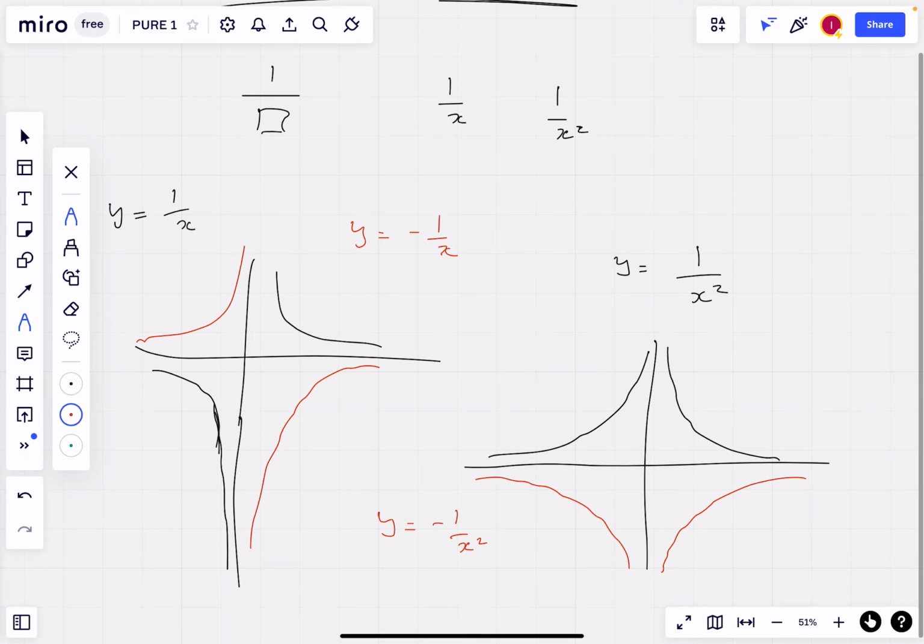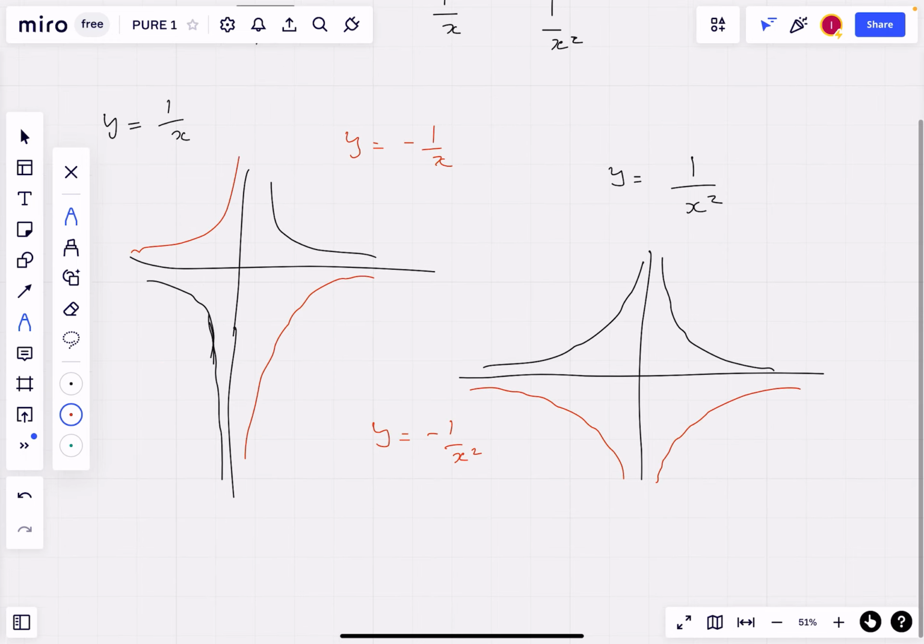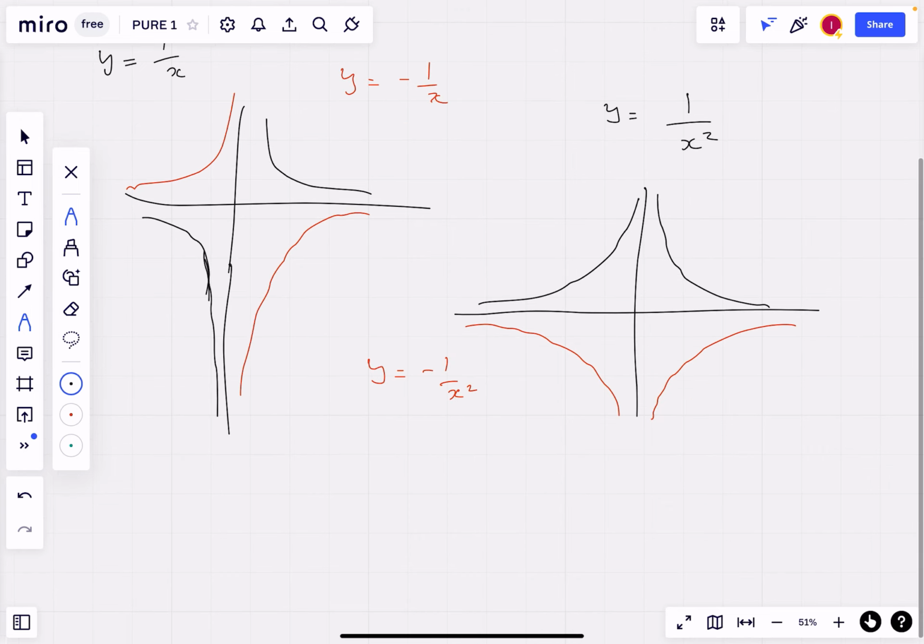Now, let's say you didn't have a 1. Let's say you had, I don't know, a 4. So let's say 4 over x. All that's going to happen is your graph is going to move outwards.